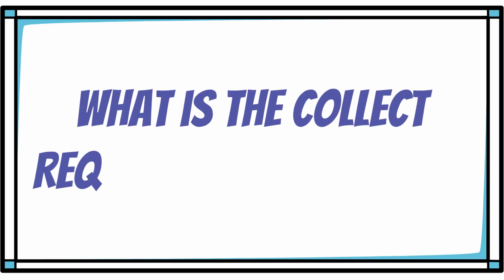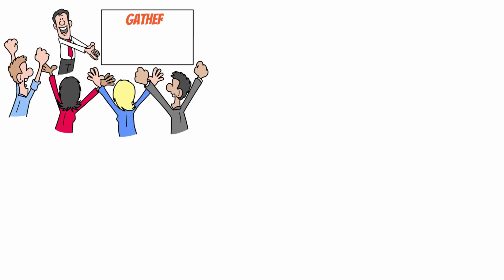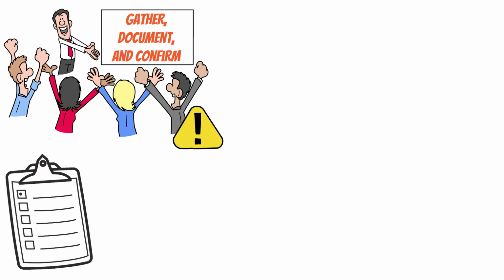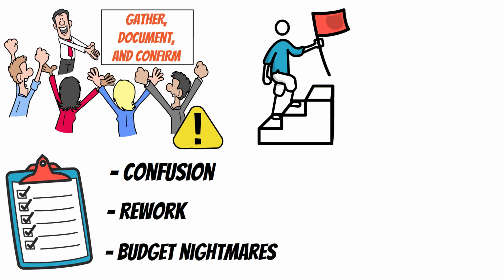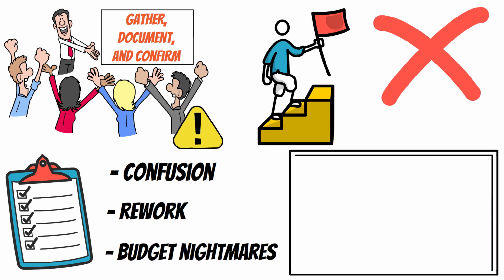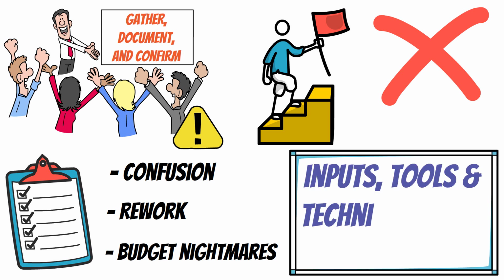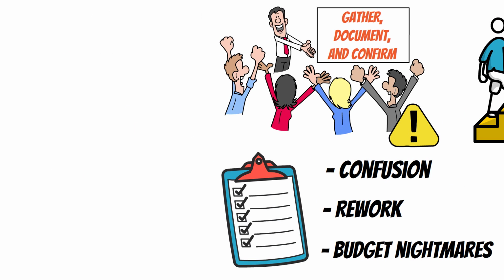What is the collect requirements process? The collect requirements process is where we gather, document, and confirm stakeholder expectations. This step is crucial because poorly defined requirements lead to confusion, rework, and budget nightmares. The goal here is to make sure there are no surprises later in the project. Let's break it down into inputs, tools, and techniques, and outputs so you know exactly what's involved.